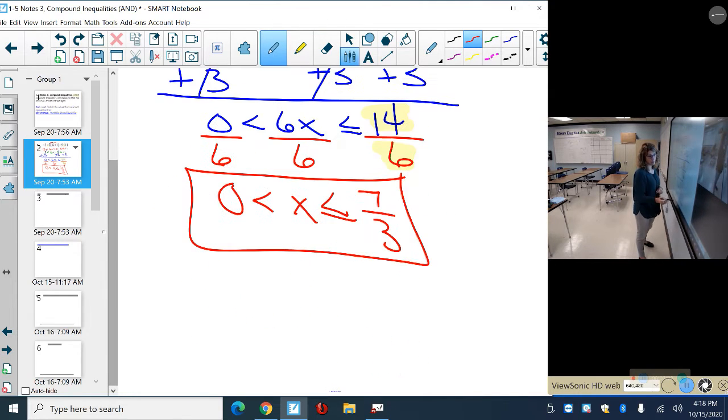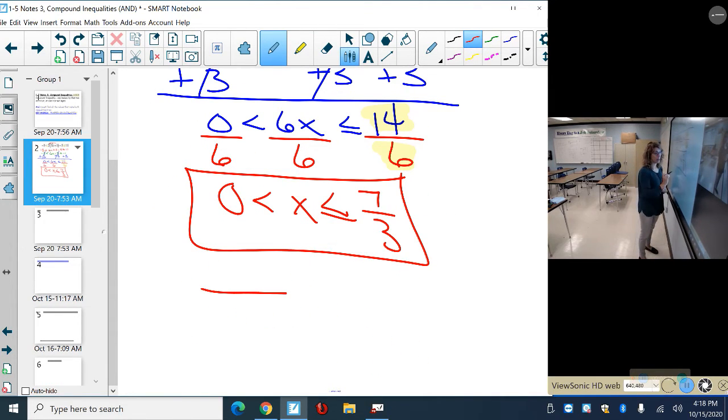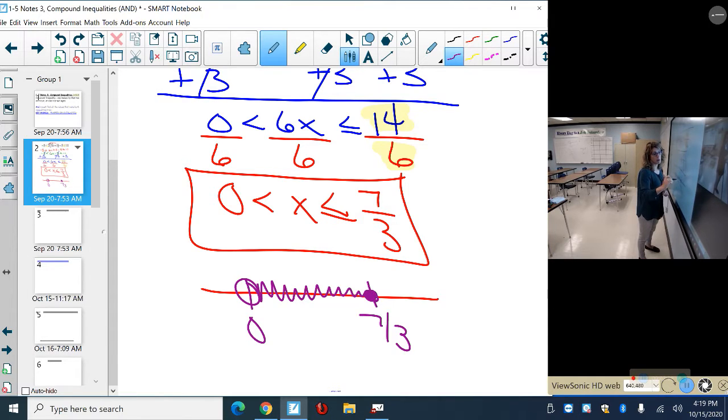That is an example of an and inequality. How do I graph that? I put 0 on a number line with an open dot. I put 7/3 on a number line with a closed dot. And where's x? X is between the two numbers, so you simply shade in the middle. Okay?